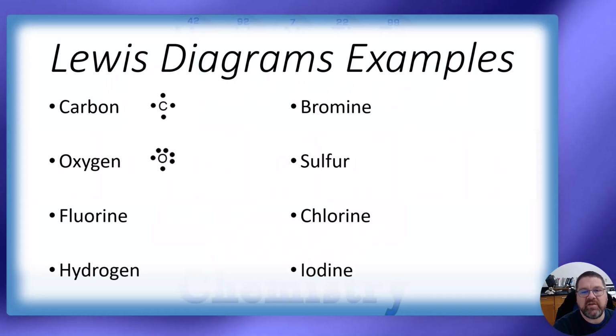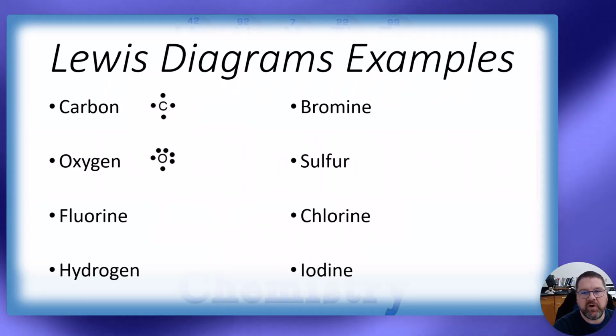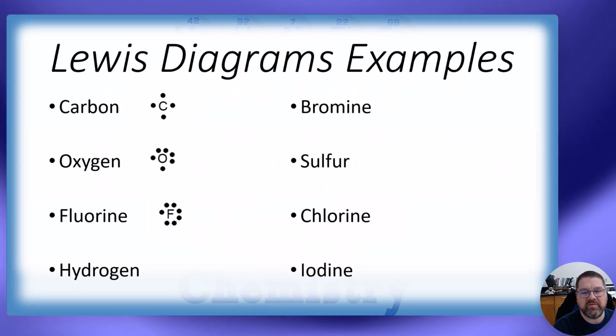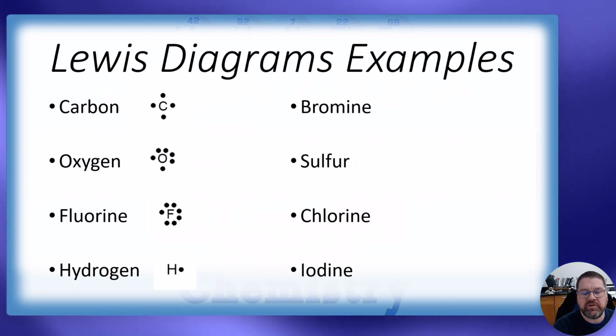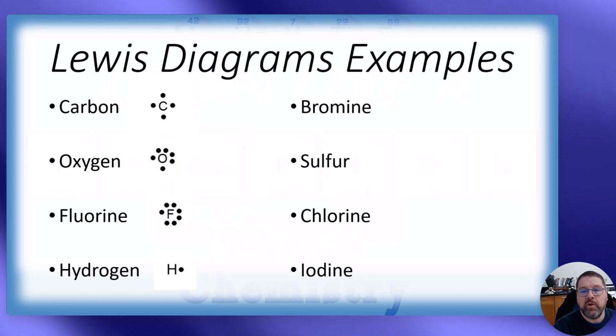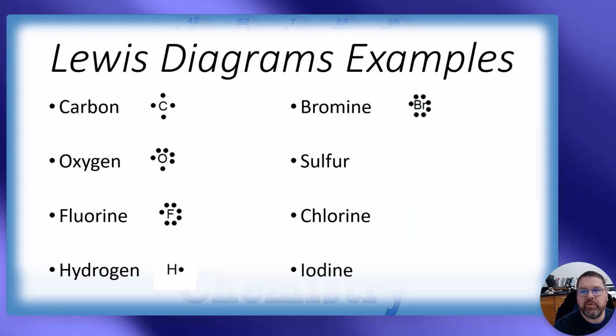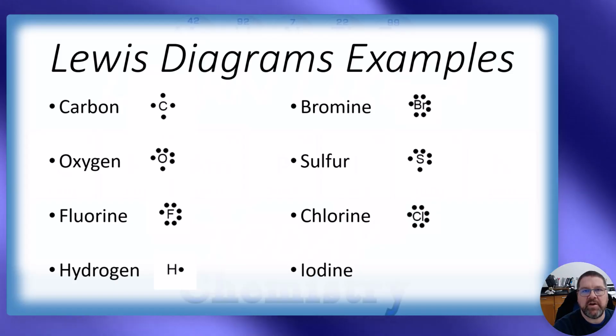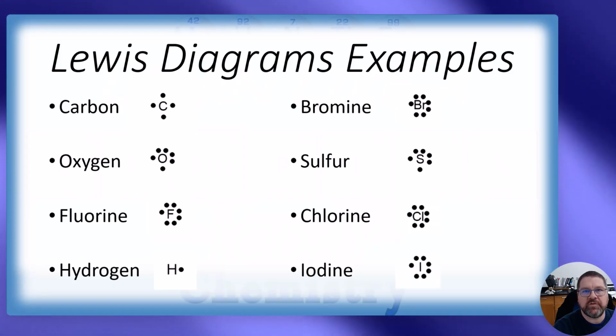Looking at the rest of these, fluorine has 7 valence electrons, so that means that all sides except one will be completely filled. Hydrogen has 1 valence electron, so just a single dot. Typically, a single dot would go on the right side rather than the top, but again, it really doesn't matter. Bromine, sulfur, chlorine, and iodine have these structures.